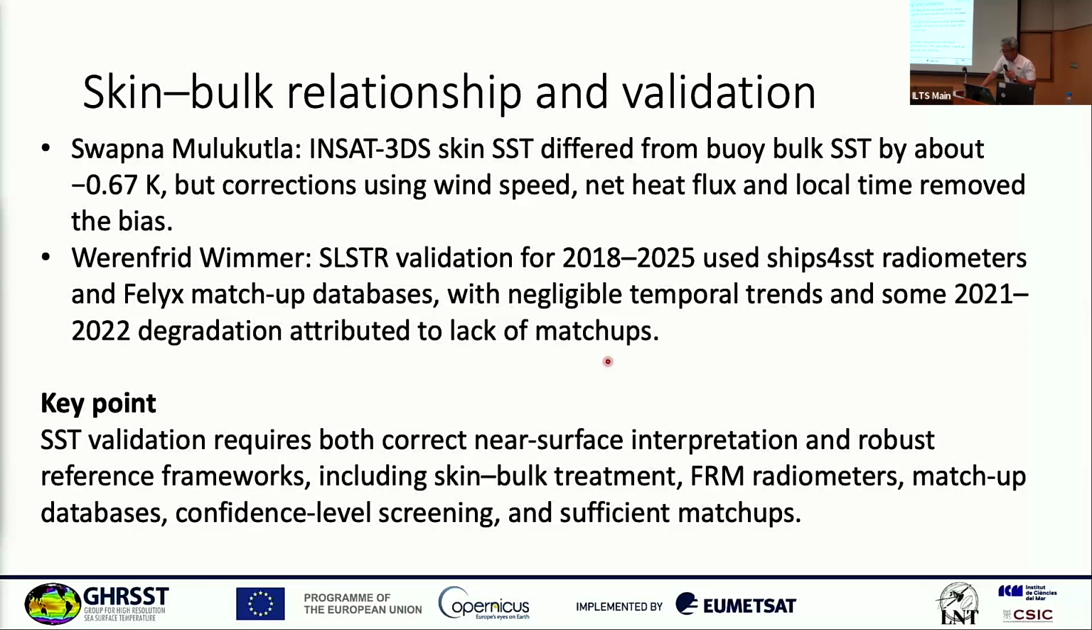the database generated with FedEx. The temporal trend was negligible and some degradation in the 2021 to 2022 statistics was attributed to lack of matchups. The key point is that SST validation requires both correct near-surface interpretation and robust reference frameworks, including a skin-bulk treatment and also FRM radiometers, matchup databases, confidence level screening, and sufficient matchups.